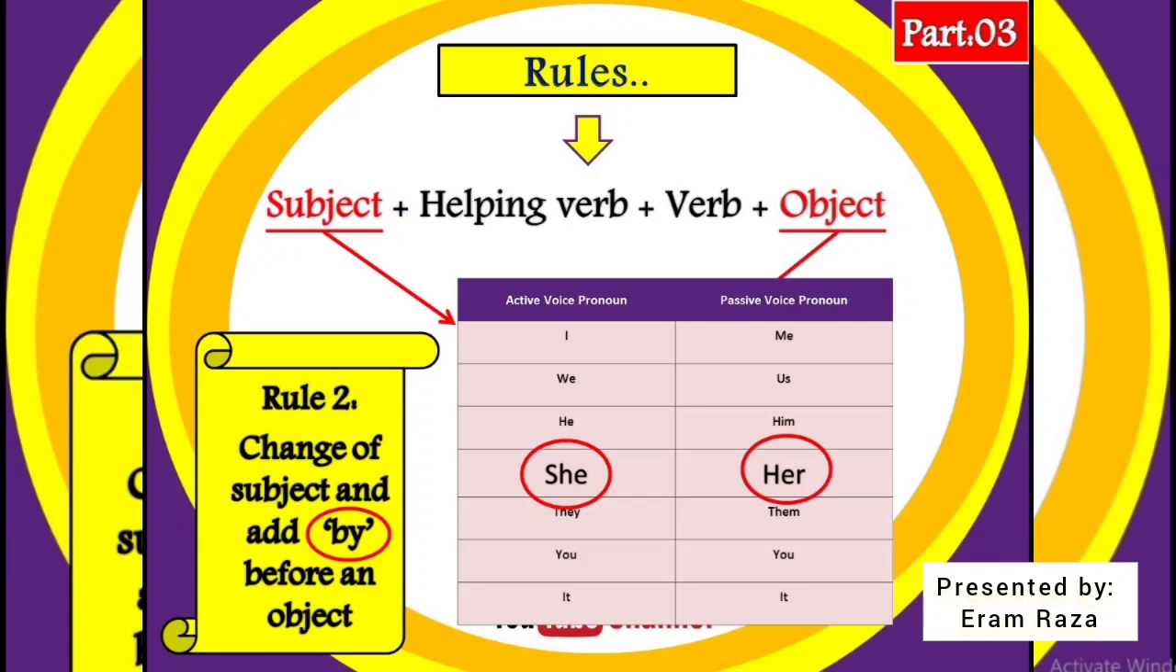Of course you are going to add the object also in a passive statement, but before the object you have to mention the word by. But by is not always necessary. Sometimes you have to use with, for, or other words as well. I don't want to make it complex.